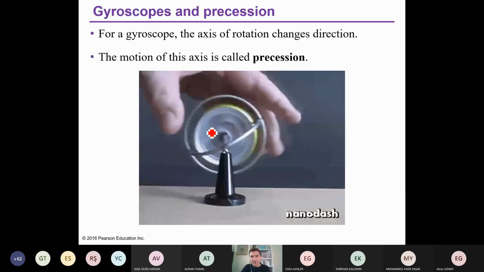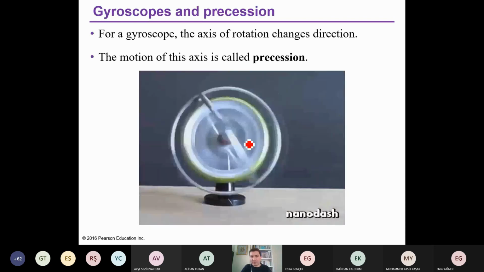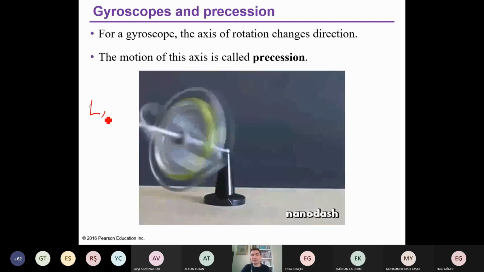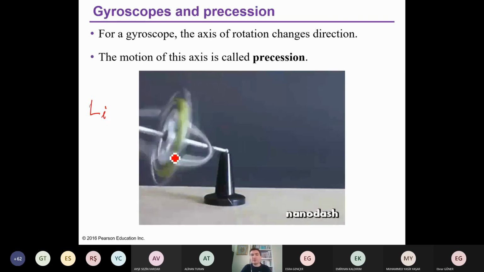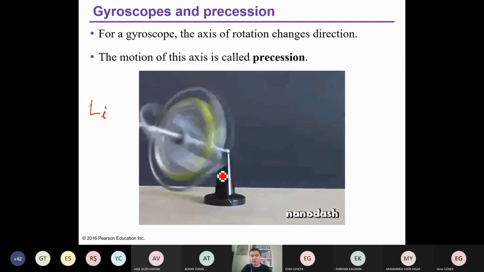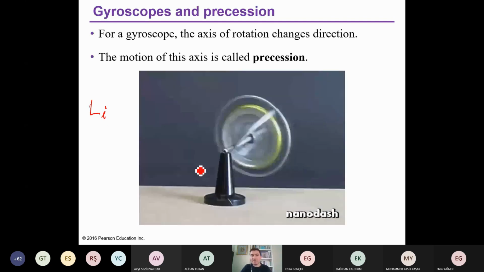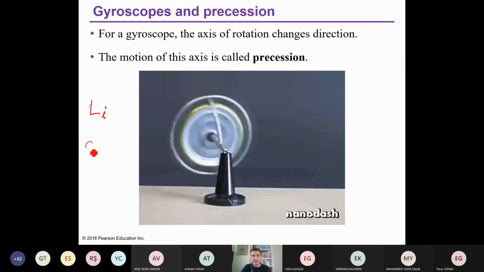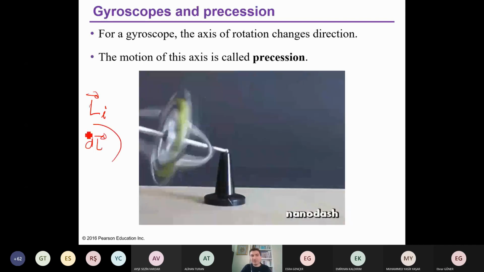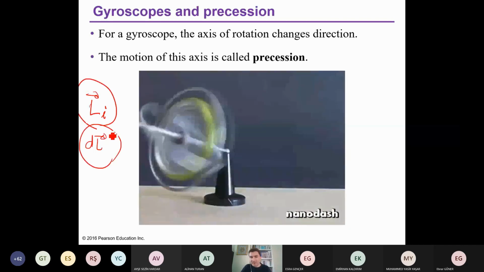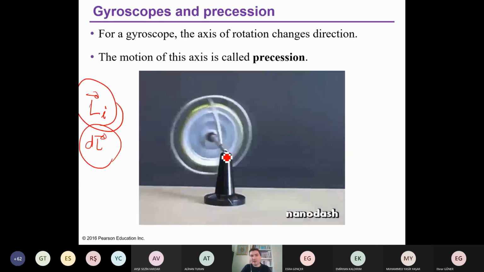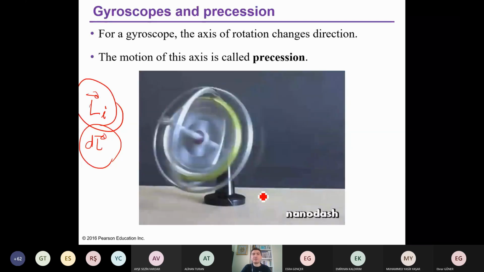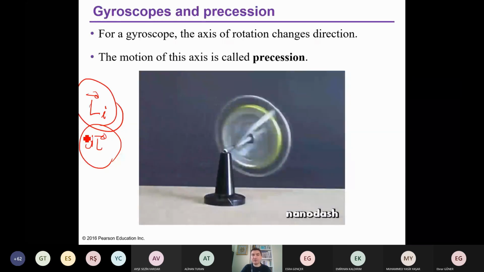This green flywheel is rotating about its certain axis. For this reason, it has certain initial angular momentum, and due to the torque acting on the flywheel due to the weight, it has certain dL, okay? And this dL changes direction of this initial angular momentum, and finally this flywheel is rotating around this pivot. This is the precession motion in gyroscopes.